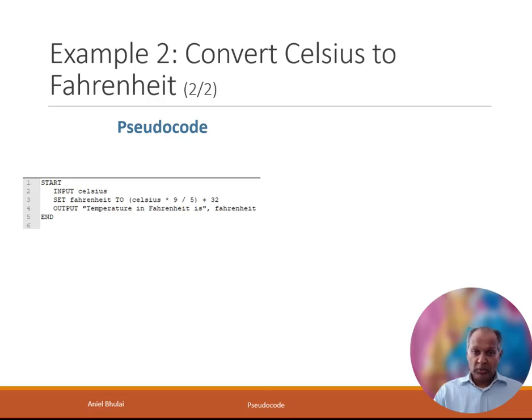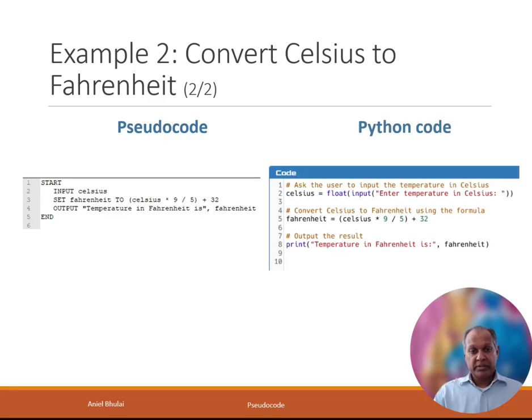In line 1, we ask the user to enter the temperature in Celsius. Then in line 2, we convert the temperature from Celsius to Fahrenheit. And finally, in line 4, we display the result. And here is the Python version. It is good to pause the video and take a close look at the conversion from pseudocode to Python programming language.